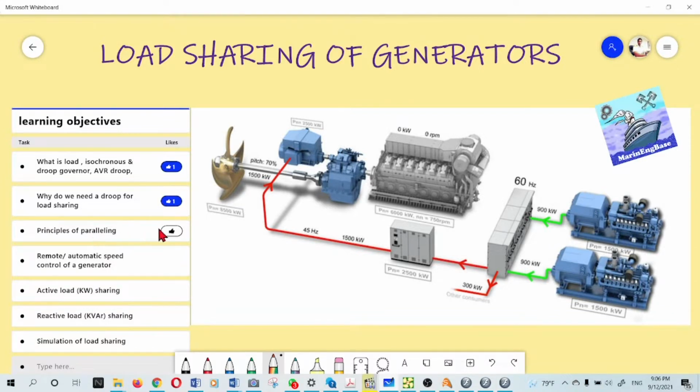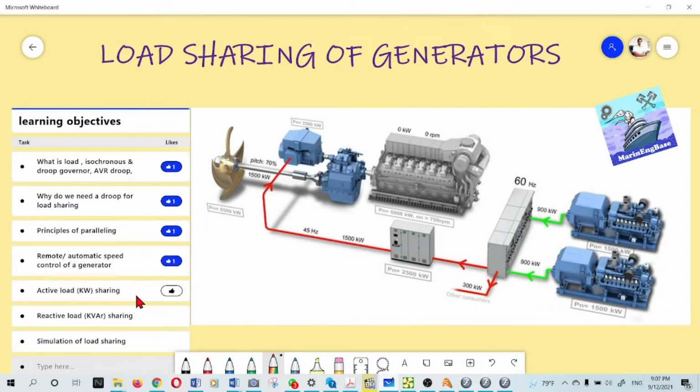What is the purpose of Droop? And the principle of paralleling, remote and automatic speed control of a generator from the main switchboard. If you want to control the engine speed, how is it going to happen, and if the automatic power management system wants to adjust the engine RPM, the generator prime mover RPM as per the load, how is it going to happen? This thing we are going to discuss.